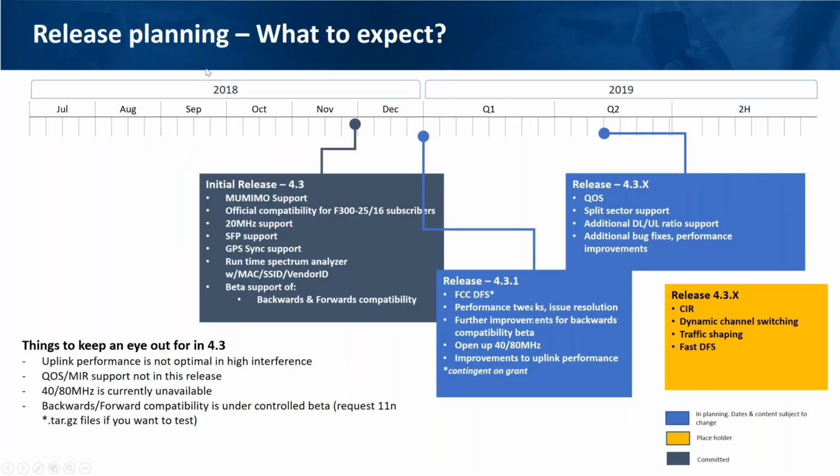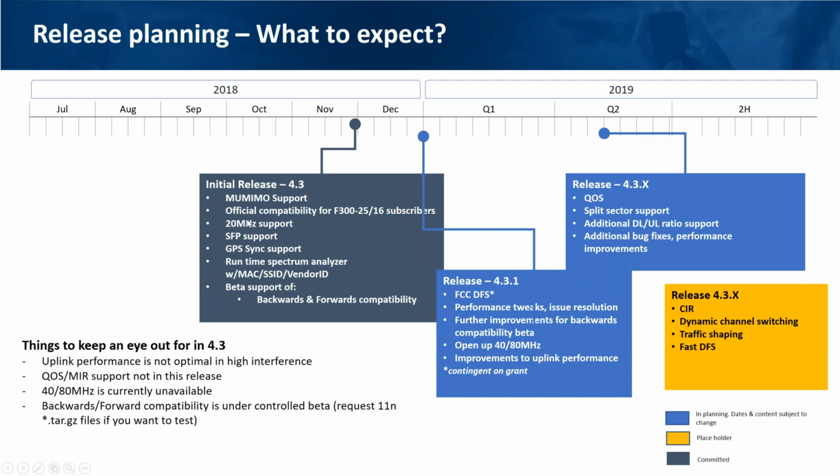Moving ahead, from a release planning perspective, this is always a fun, exciting topic. But what are we expecting? What do you get now? What do you get in upcoming releases? 4.3 is the official release that is getting programmed into all the products as they ship. So when you get your product, you'll actually see 4.3 on the radio.